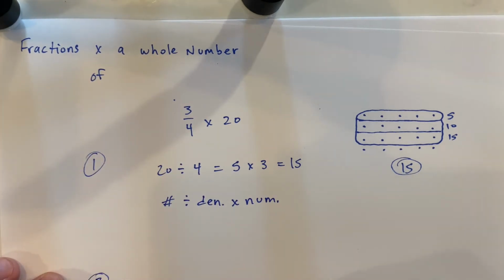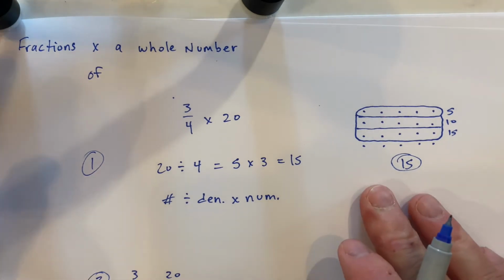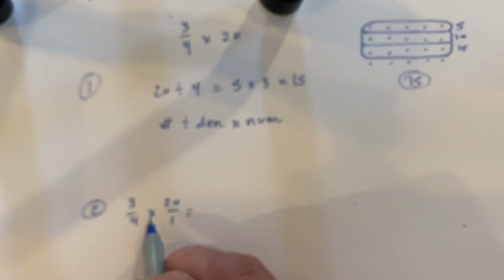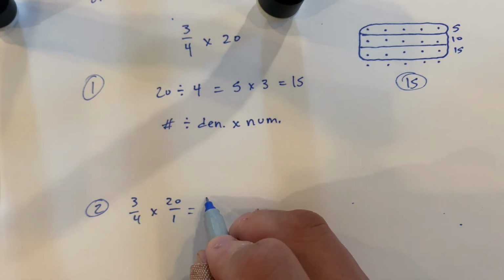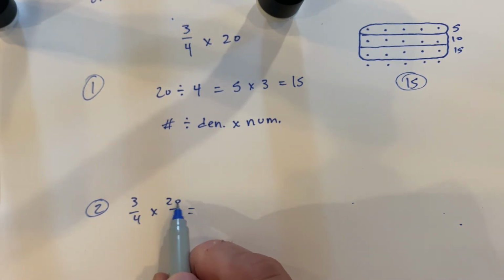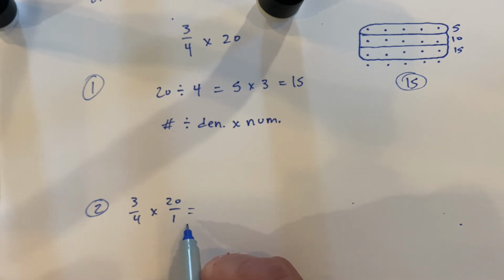The second one we talked briefly about was making our whole number into a fraction. Every whole number, if you put the 1 underneath it, becomes a fraction. And then we multiply. So 3/4 times 20 wholes is 3/4 times 20 over 1. And we multiply the numerators together and the denominators together, and then simplify.